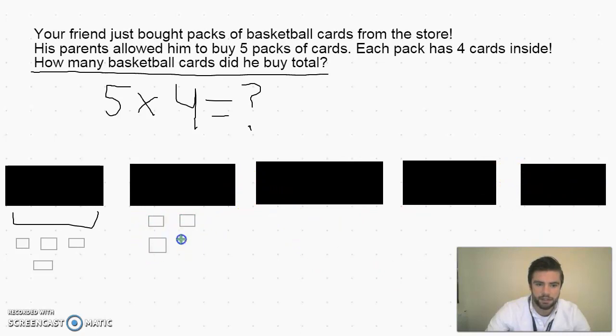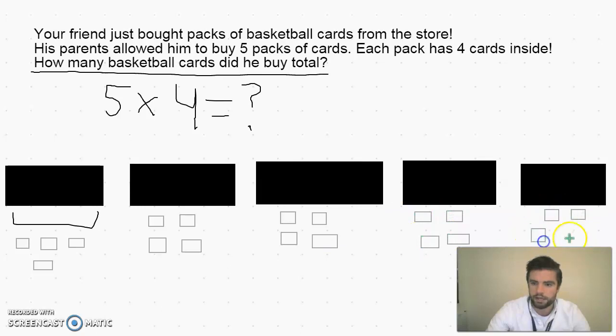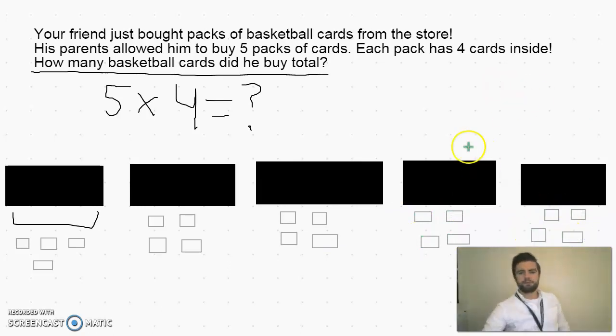2, 3, 4. 1, 2, 3, 4. 1, 2, 3, 4. 1, 2, 3, and 4. Each pack is getting 4 cards there. So now we have our 5 packs, and we have 4 cards in each. Basically, we count all of these up. And if you know how to count by 4s, that would be a really nice way to do this.